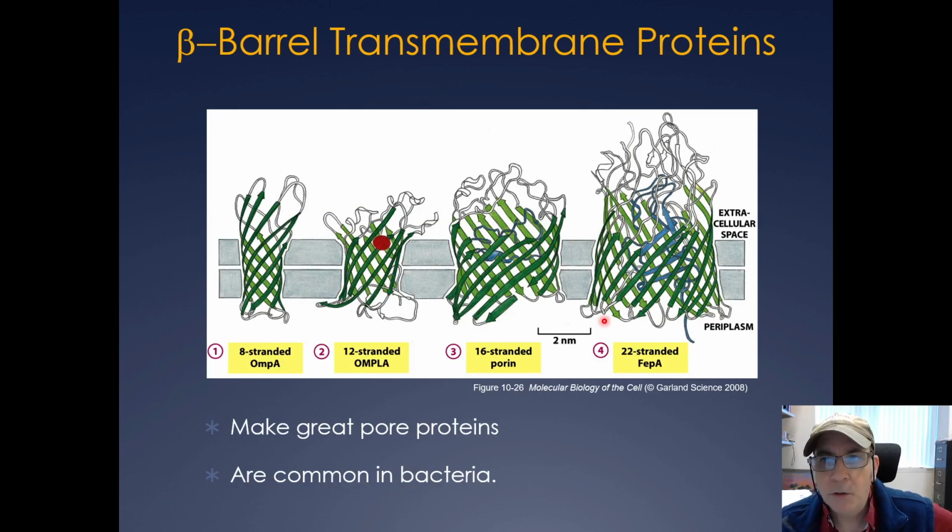You can also have beta barrel proteins, and these exist in microbes like E. coli, and here's basically the periplasm and the extracellular space, and you can see these beta barrels of OMP-A. Outer membrane protein A is what OMP stands for, and then you can have a 12-stranded OMP-LA, a 16-stranded porin, or a 22-stranded FEP-A. And when you have these beta barrel configurations, they can actually make great pores, and hence the name porin, right? It forms this great pore.